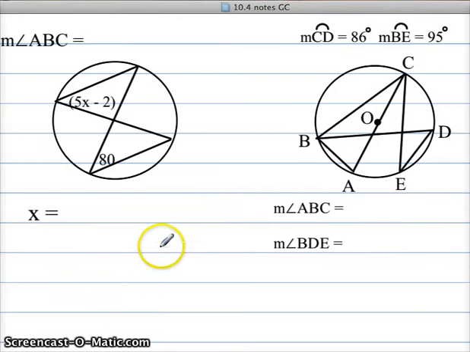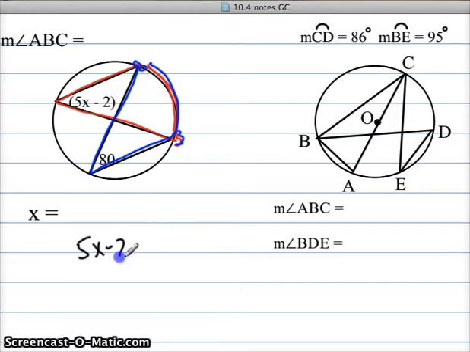Okay, we're running low on time, so I want to do one more really quickly. See this angle right here? If you imagine those are arms, they're grabbing onto this arc, right? We'll look at the other angle. This angle right here, imagine those are arms. They're grabbing onto the same arc. So if they're grabbing onto the same arc, then that means that these two angles are the same. So 5x minus 2 is the same as 80, and you can solve that. You can add 2 and divide by 5, and you'll get 16.4.